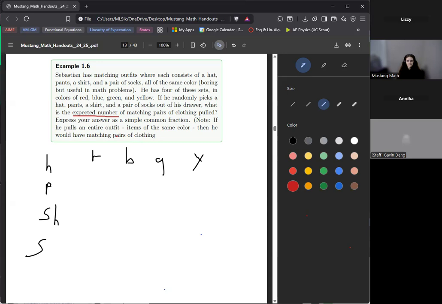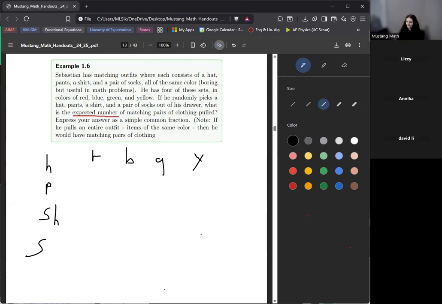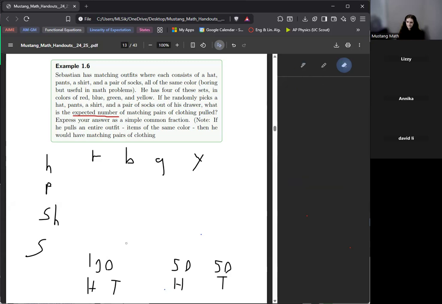Expected value is like the average number of matching pairs over all of the tries. If you were to eyeball it, what would the average be? For example, if you were to flip a coin, say 100 times, with an even chance of heads or tails, you would expect around 50 heads and around 50 tails.